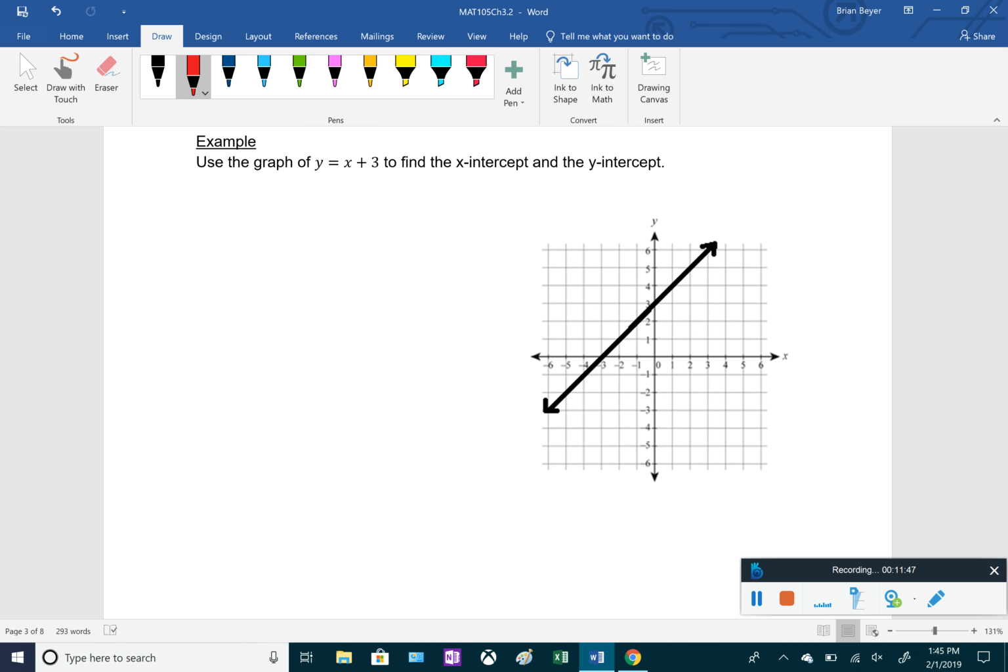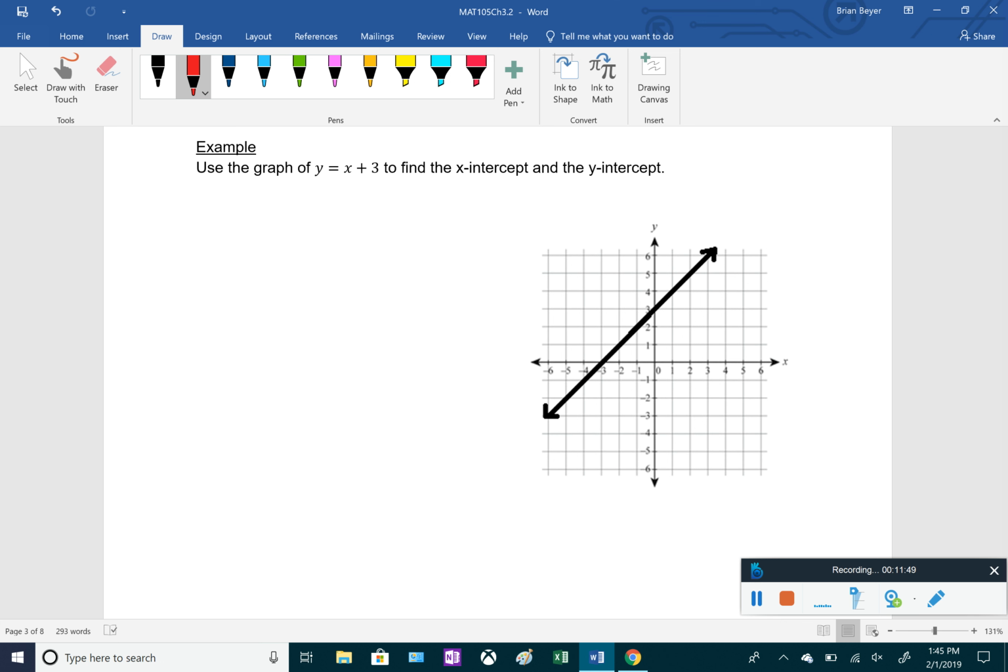Okay, so for example, let's use this graph. So let's say we already graphed it using the same method we just did. Use the graph of y equals x plus 3 to find the x-intercept and the y-intercept. So let's do the x-intercept. Take a look at that. The x-intercept is going to be right here, where it's crossing the x-axis. It's crossing at negative 3. So that means we can either write x equals negative 3, or we can write it as a coordinate, negative 3 comma 0. So either way would work, as long as it's labeled x-intercept.